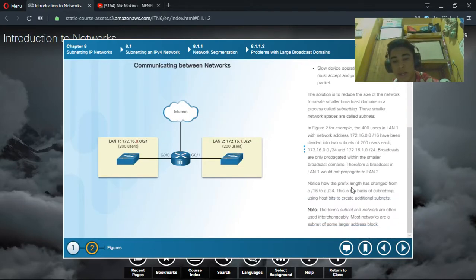The solution for this is using subnetting. With the process called subnetting, we will be able to divide the IP addresses and put them on the different interfaces of the router, creating a local network on a different port of the router.